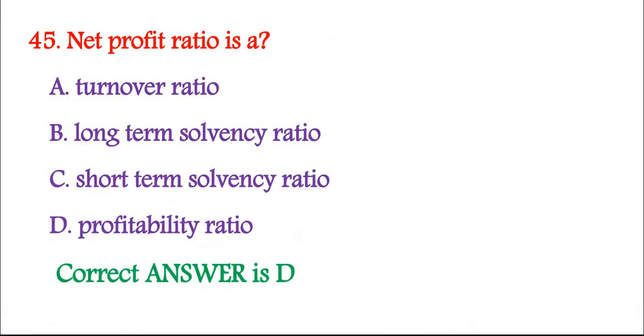45. Net profit ratio is: A. Turnover ratio. B. Long-term solvency ratio. C. Short-term solvency ratio. D. Profitability ratio. Correct answer is D.